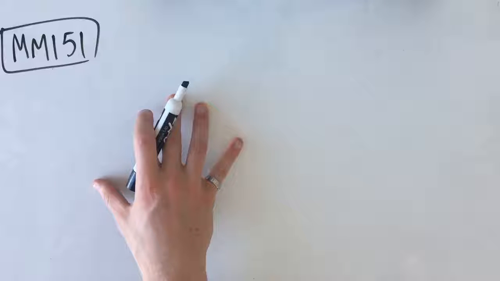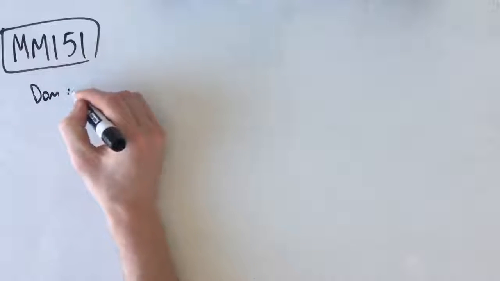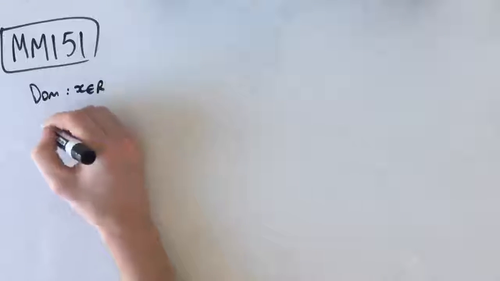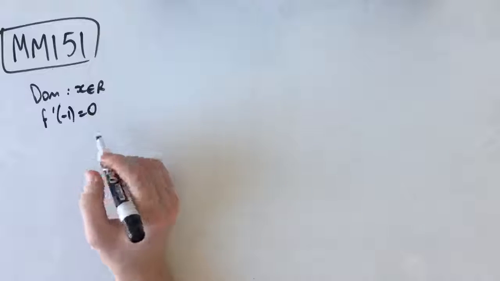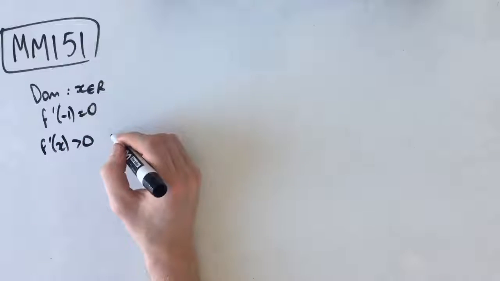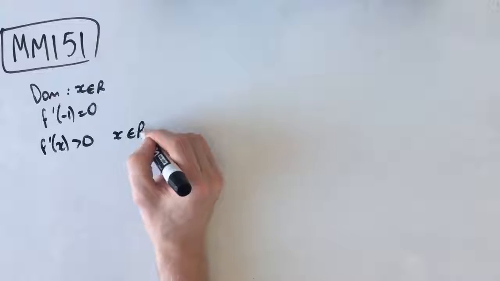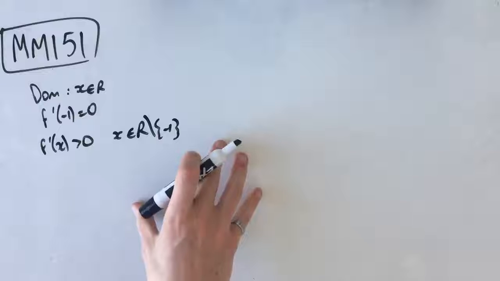Now we've got this question: let f be a function with domain R, so our domain is R, such that f dash of -1 equals 0, and f dash of x is greater than 0 for x an element of all real numbers except for -1. Awesome. At x equals -1, the gradient of f has a what?